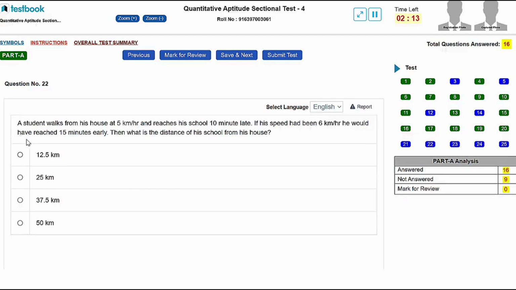A student walks from his house at 5 km per hour and reaches his school 10 minutes late. If his speed had been 6 km per hour, he would have reached 15 minutes early. Then what is the distance of the school from his house?